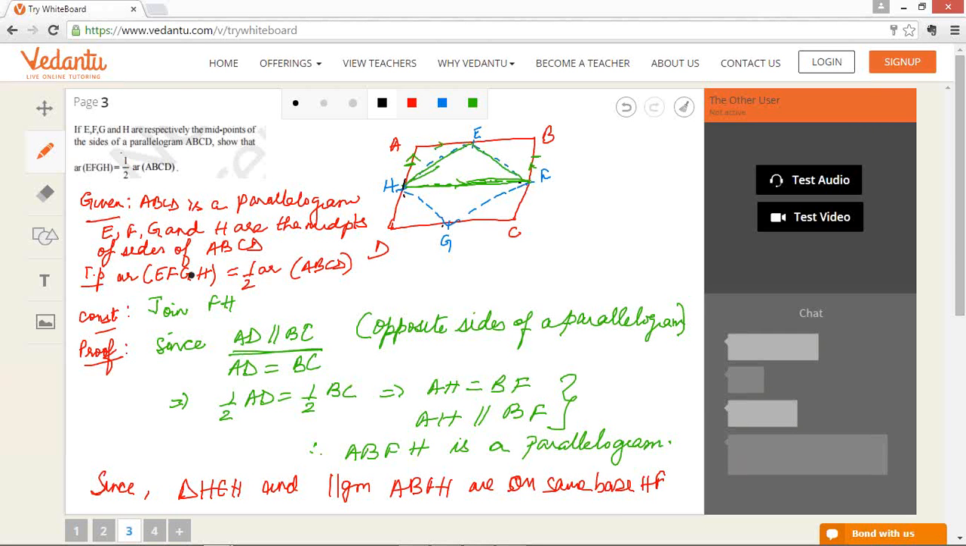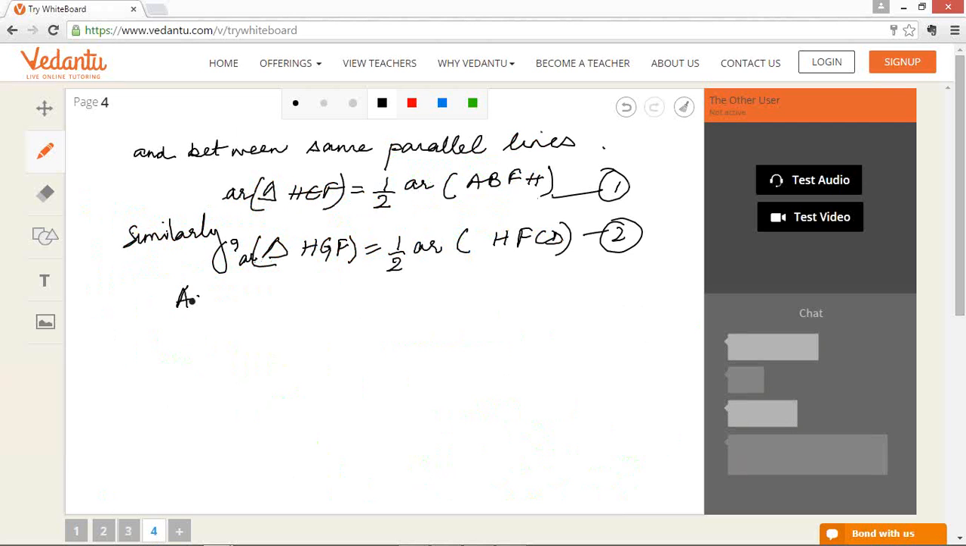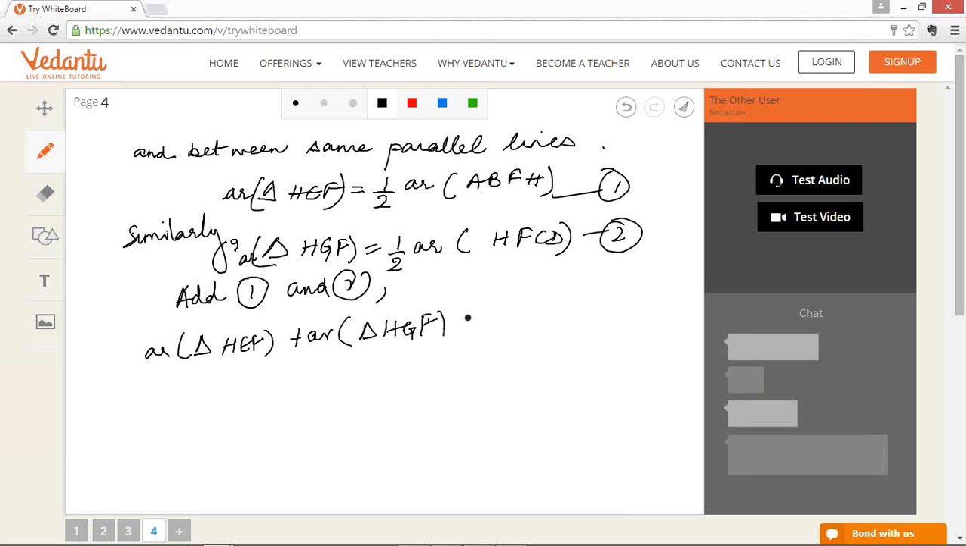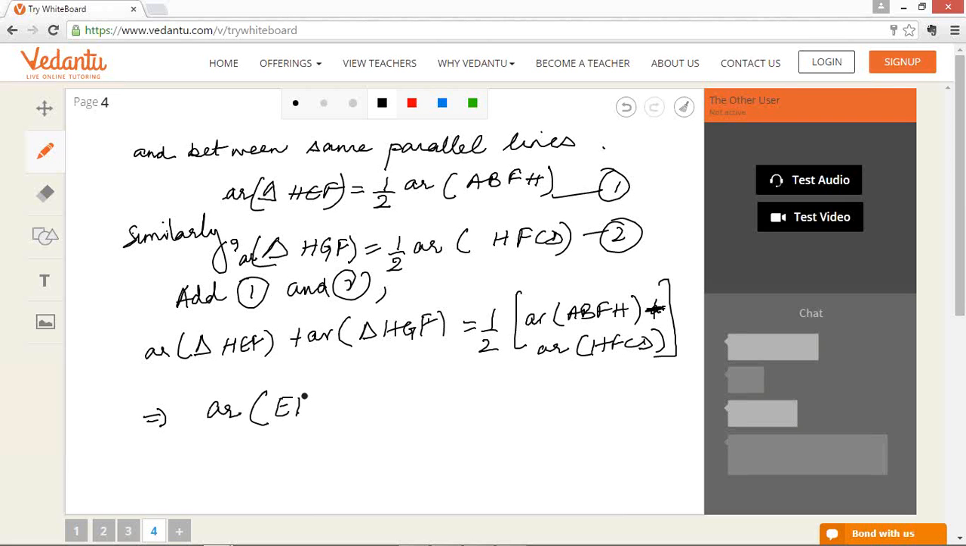Okay, so my desired result is EFGH. EFGH is broken into two triangles. If I break it up into two triangles, I get HEF and HGF, which are in statements 1 and 2. So I'll quickly add 1 and 2. Adding 1 and 2, I get the area of triangle HEF plus the area of triangle HGF, half common, the area of ABFH plus the area of HFCD, and that is equal to the area of EFGH.